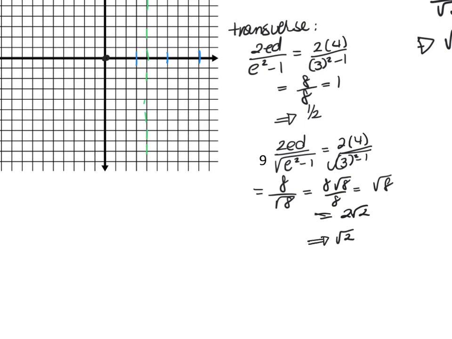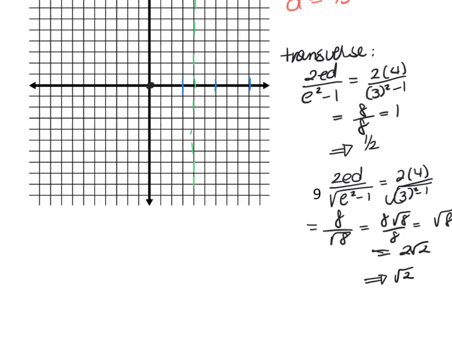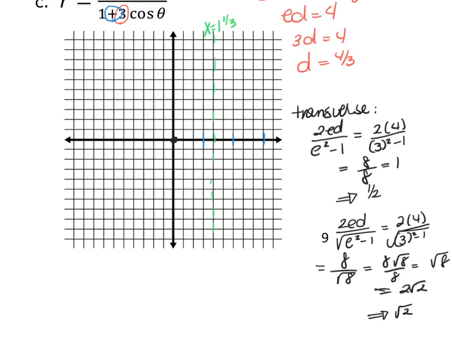Now remember, if this is a focus right here at the origin, or the pole, that means my transverse axis must be on the line y is equal to 0, because that's where my focus is. Remember, my focus is always on the transverse axis. And not only that, but my hyperbola has to cup or hug the focus.